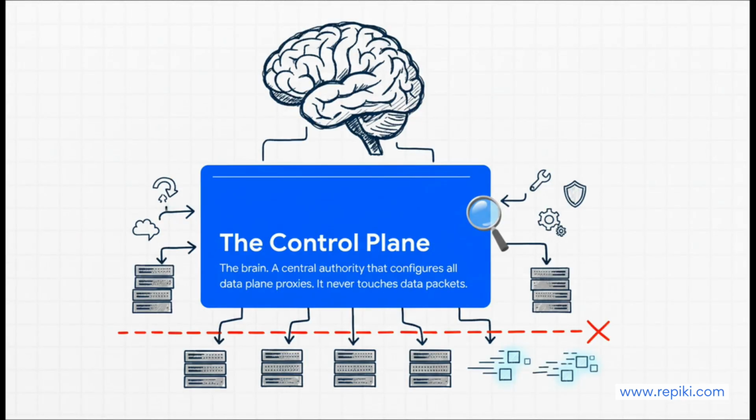So, if the data plane is the muscle, then the control plane is the brain. This is the command center. It's what configures all those little proxies out in the field. It sends out routing rules, security policies, you name it. But what's really important is that the control plane never touches a single packet of your application's data. That keeps it fast and out of the way.